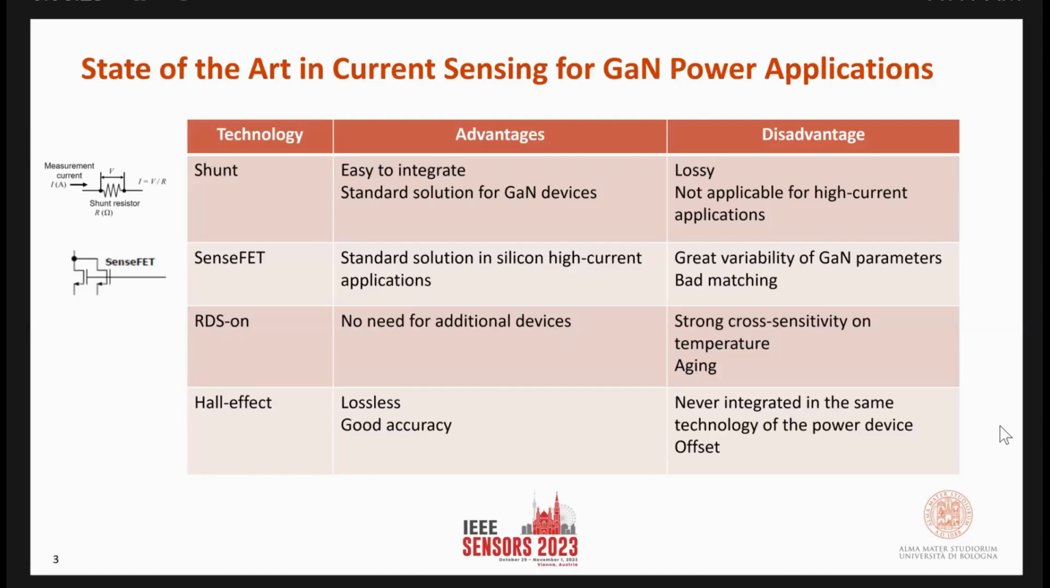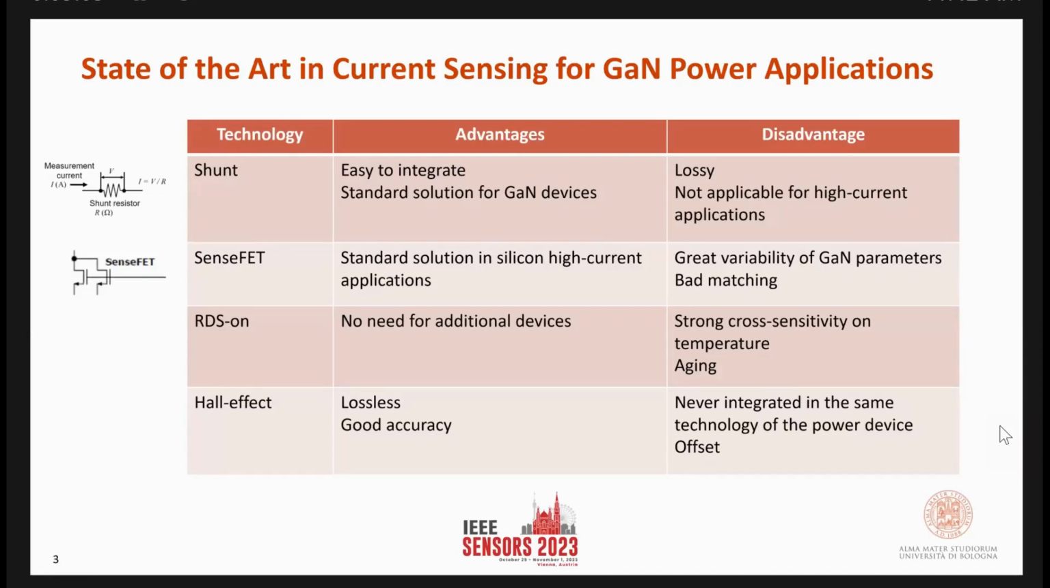Another typical solution from silicon-based power applications is to use SenseFET. The idea is to mirror the current that you have to monitor, scale it down, and use this as a signal to check. The problem in GaN devices is that you have a very bad matching, so you don't know what the scale factor is. It's not so under control. There is research on doing that, but it's not so easy. So it's challenging. Another technique is monitoring the on resistance of your device.